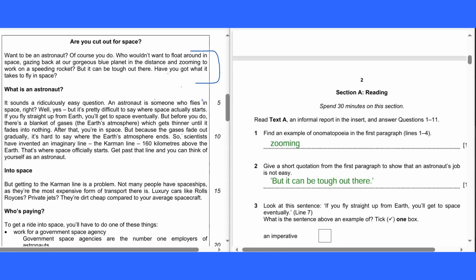Okay, so we have the answer here, but it can be tough out there. This is okay. Or you may also say another option is just answer one, either this one or next sentence. Have you got what it takes to fly in space? So that's also possible, right?